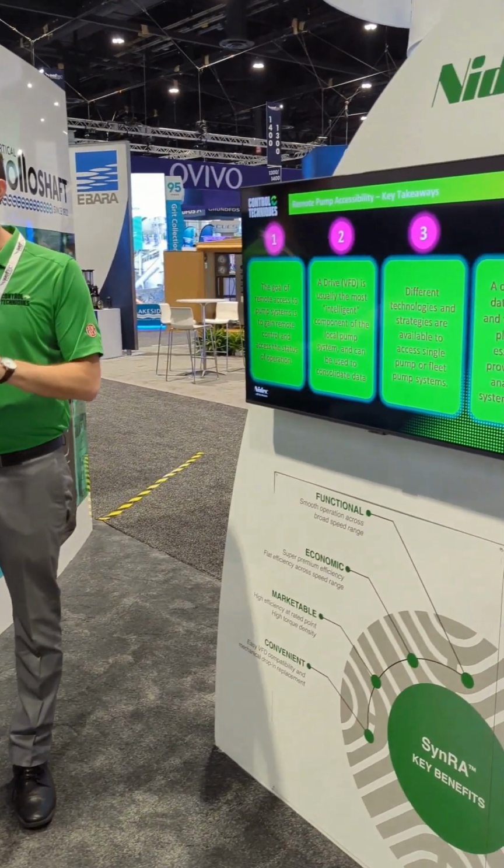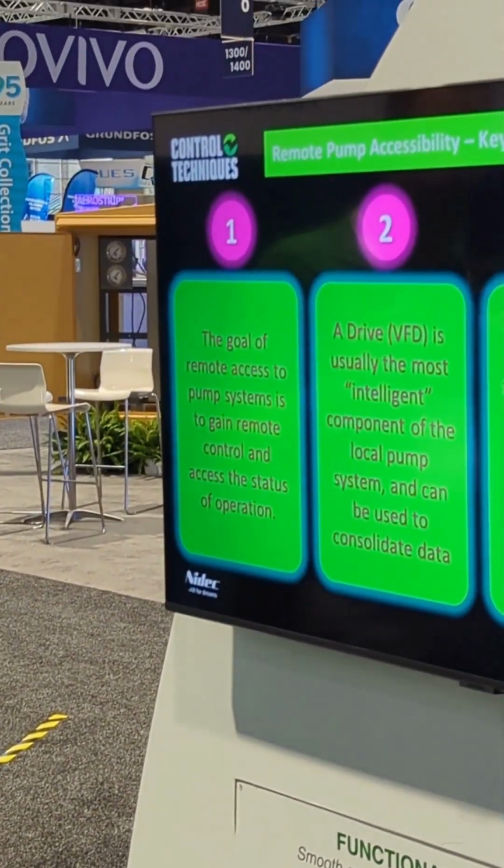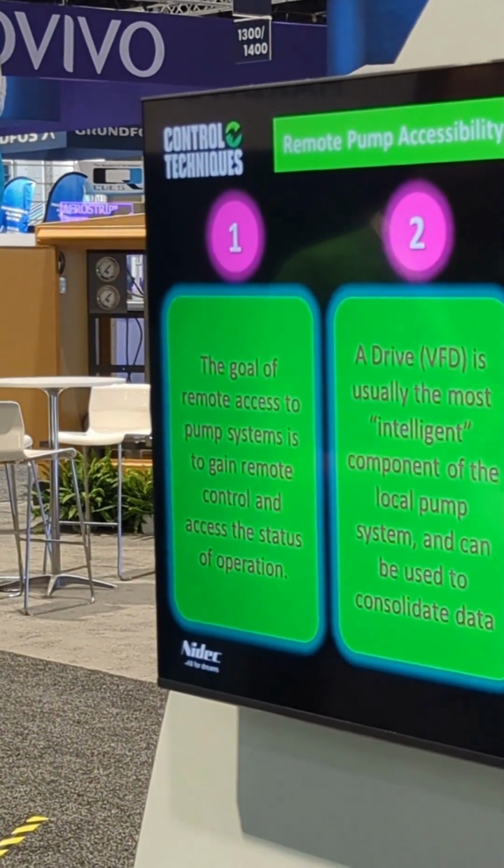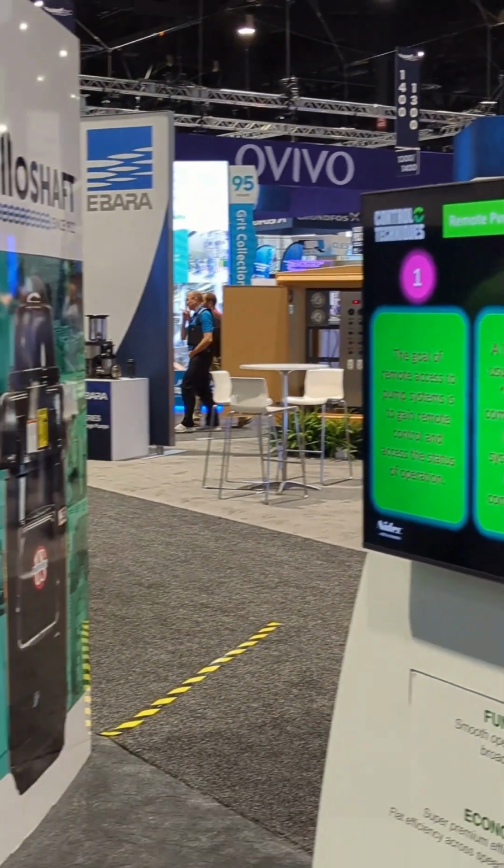So, to wrap it all up, four key takeaways, the way that we remotely access pumps. The first goal is to access the pump system. How do we even get to the pump system when we're not next to it? There's a couple ways we can do that. We talked about those platforms. We talked about 5G, Wi-Fi, LoRa.